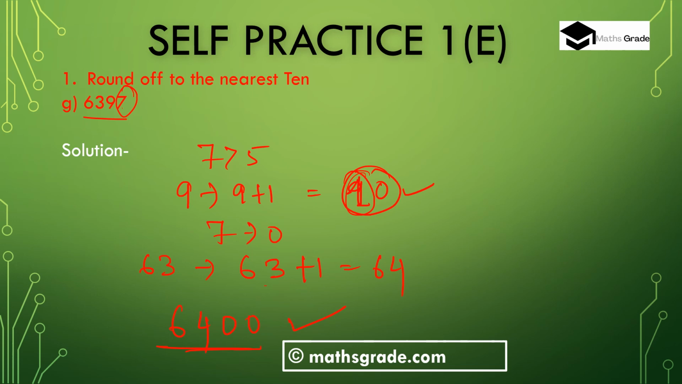Here the tens place digit is 9. So 9 changes to 9 plus 1, that is 10. Here 1 is the carryover. So just add 1 to the 100 place digit, that is 3. 3 plus 1 is 4. And for the 1000 place digit, write down this 6 as it is. And this 3 plus 1 is 4. And in the tens place, 9 plus 1 is 10. This 0, just write down 0. And this 7 changes to 0, that is, write down 0 in the unit place digit. So 6397 rounded off to the nearest 10 is 6400.